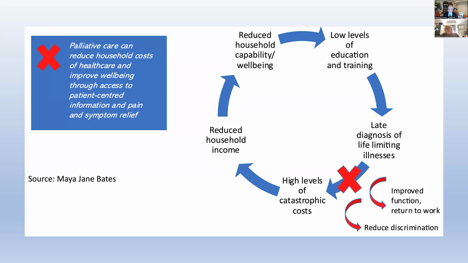What this slide shows is how introducing palliative care can break the cycle of late diagnosis of life-limiting illnesses, causing high levels of catastrophic costs. And I think one of the other areas that tends to be compromised in the context of not having palliative care is that, as part of the cost savings, young people are often pulled out of education and training. And that's particularly the case for girls and young women. And this is why we need to be trying to close the gender gap. But we can get improved function, return to work, and reduce discrimination. And that's through patient-centered information and pain and symptom relief. Thank you. Next slide, please.